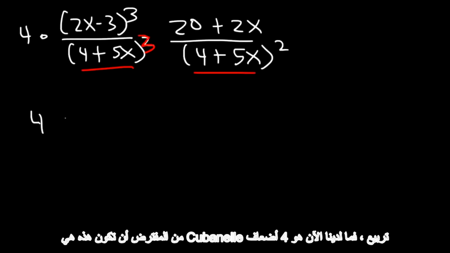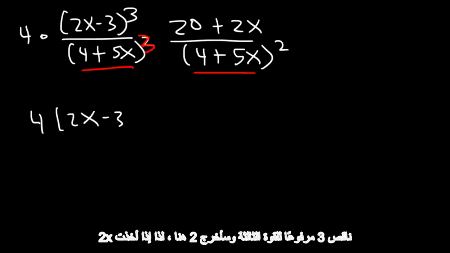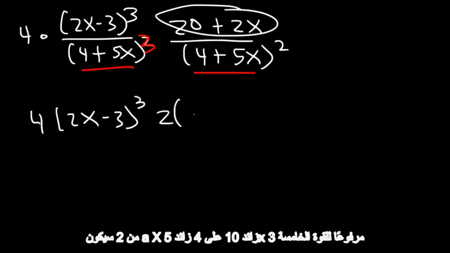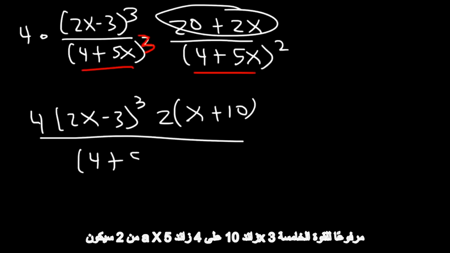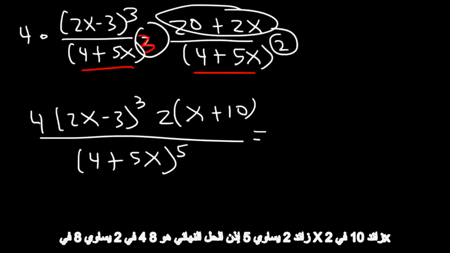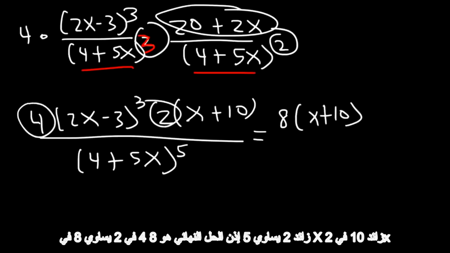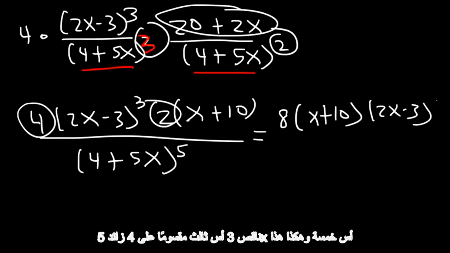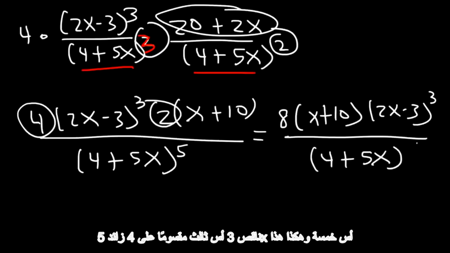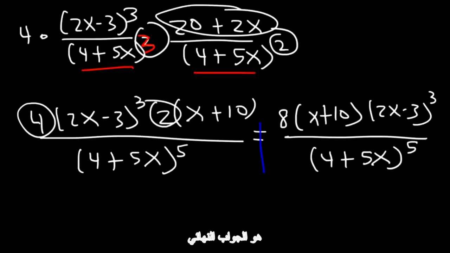So now what we have is 4 times 2x minus 3 to the 3rd power. And I'm going to take out a 2 here. So if I take out a 2, it's going to be x plus 10 over 4 plus 5x raised to the 5th power. 3 plus 2 is 5. So the final answer is 8. 4 times 2 is 8. Times x plus 10 times 2x minus 3 to the 3rd power divided by 4 plus 5x to the 5th power. And so this is the final answer.